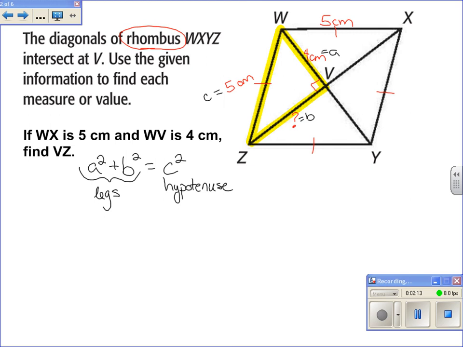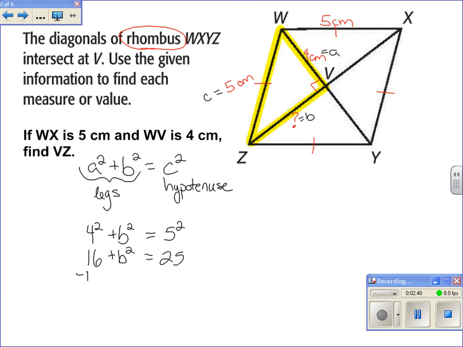All right, let's plug in what we know. I know that one leg is 4 centimeters long, so I'm going to put that in for A. I'm trying to find my second leg, so I'll leave the B there. And then the hypotenuse is 5 centimeters long, so I replace C with a 5. Now to solve this for B, I'm going to have to square both my 4 and my 5. That gives me 16 plus B squared equals 25.